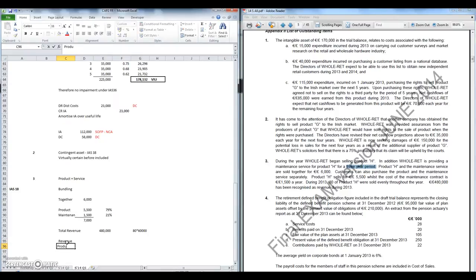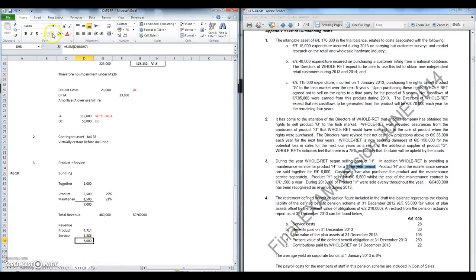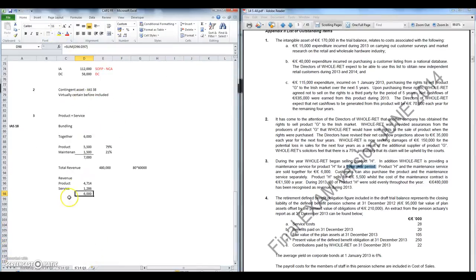So for the product or for the service. Of the 6,000, 6,000 times 79% means 47 is attributable to the product, plus 6,000 times 21%, 1286, is attributable to the service. And based on that knowledge, you know what can be recognised and what can't.